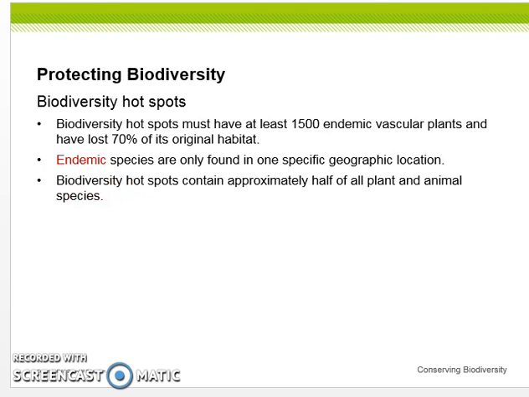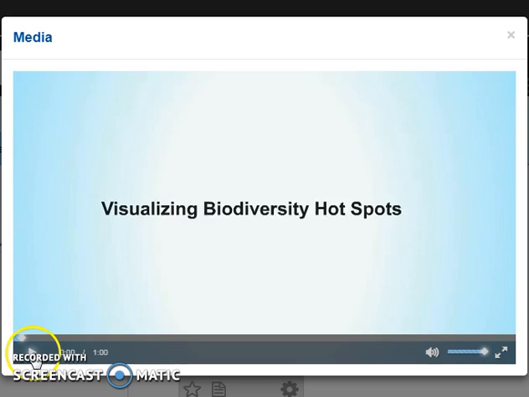Biodiversity hotspots must have at least 1,500 endemic vascular plants and have lost 70% of their original habitat. Endemic species are only found in one specific geographic location. Biodiversity hotspots contain approximately half of all plant and animal species.